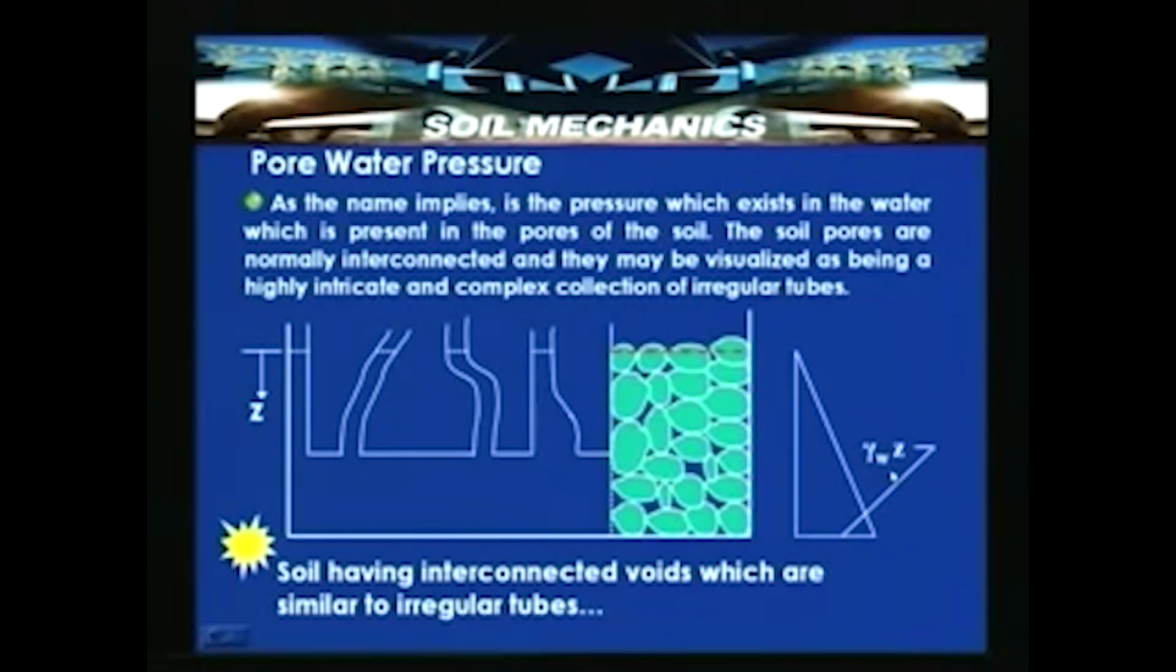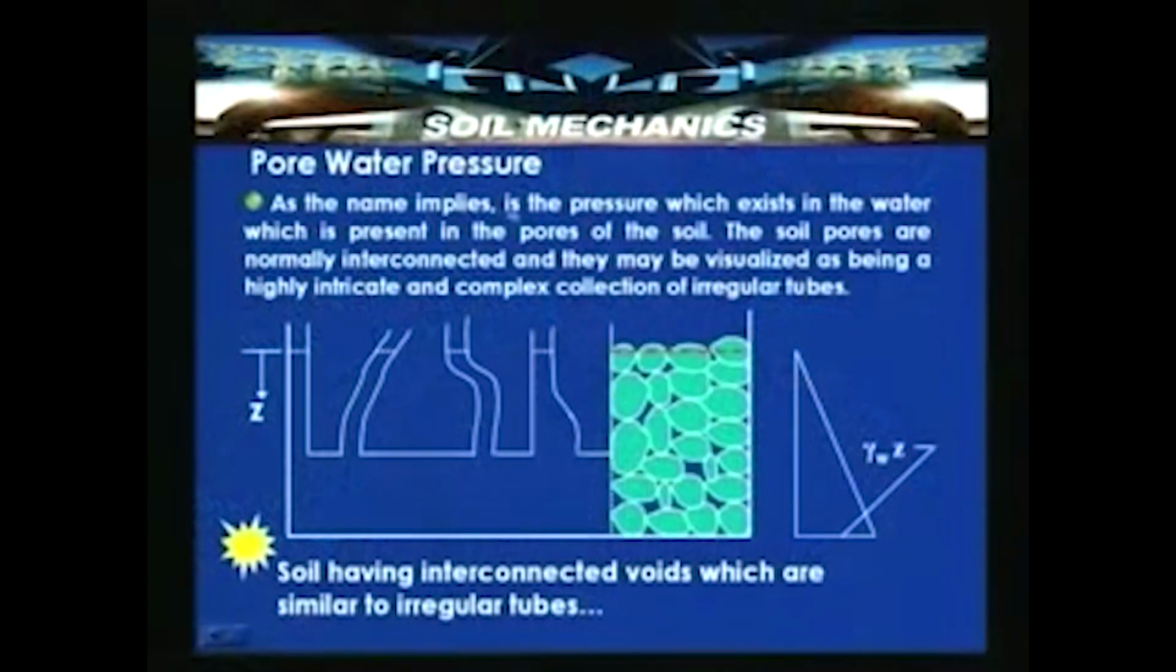So, soil having interconnected voids similar to irregular tubes indicates that when the voids are filled below the groundwater table, at a certain depth the pressure is equal to 0, and below that the pressure increases as we go away from the groundwater table surface.